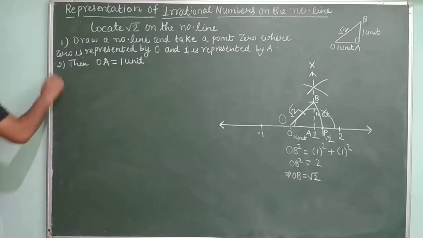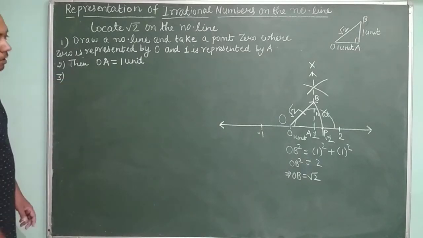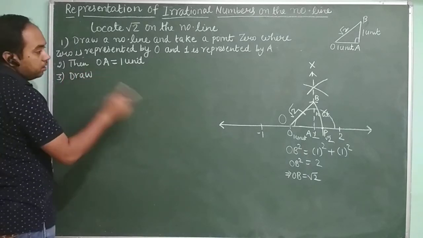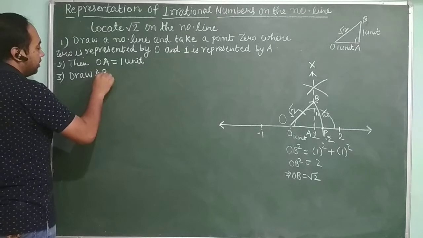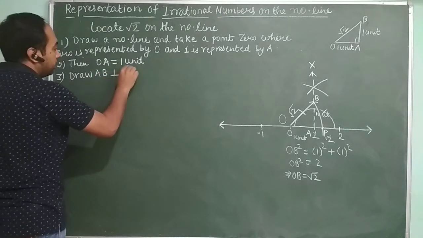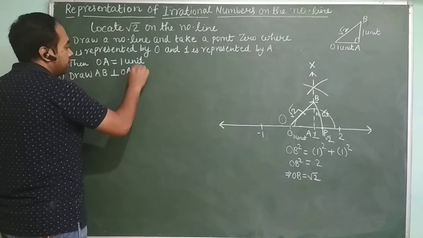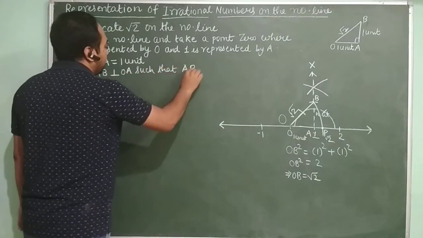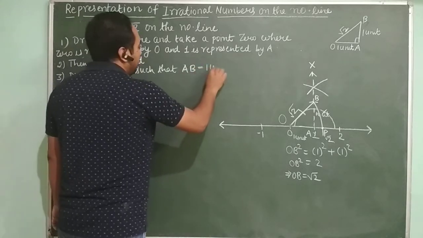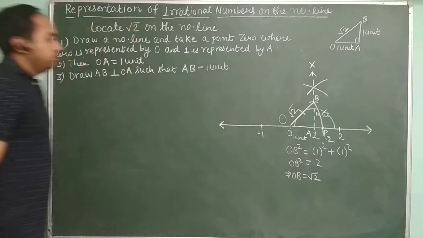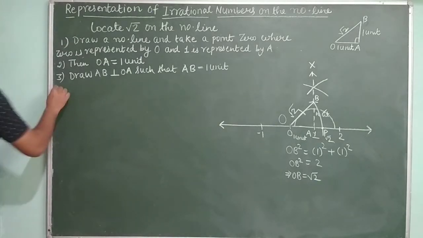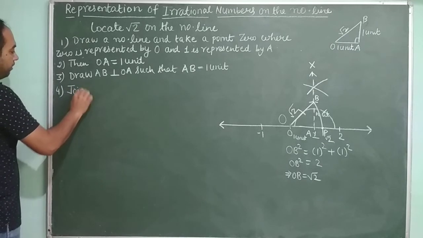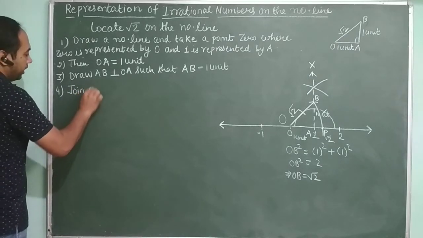Point number 3. In the third step, what have we done? We have drawn AB perpendicular to OA. So I draw AB perpendicular to OA. And what is the length of AB? 1 unit. So write AB is equal to 1 unit. In the next step, we have joined OB. So write join OB. And why have we joined OB? To get a right angle triangle.